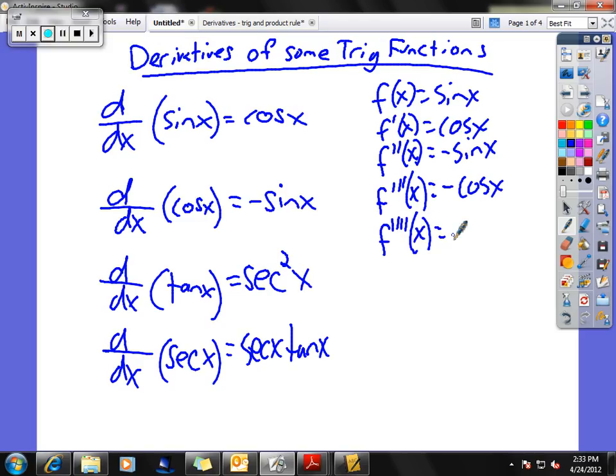So now sine x. The derivative of cosine is negative sine, but there's another negative, so that would be positive sine x, and then that would just repeat. Okay. So we're back to here, and that would keep repeating. So it's a good pattern to actually kind of memorize.